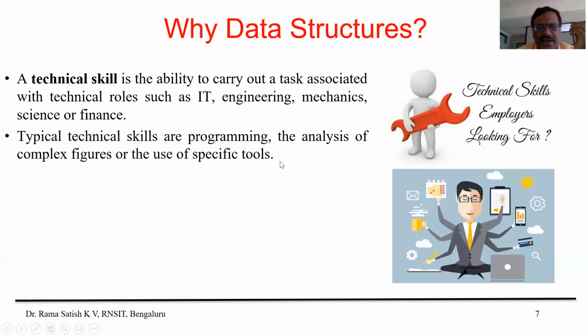Secondly, technical skills is nothing but your programming skills. If you want to write a program, first you have to analyze the problem. Once you analyze the problem, by using specific logical steps, you can solve it. This is analyzing a complex problem and solving it. Anyhow, we'll be giving some problems and we'll try to solve them.